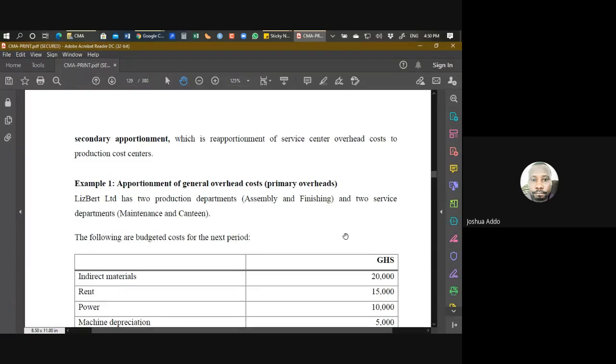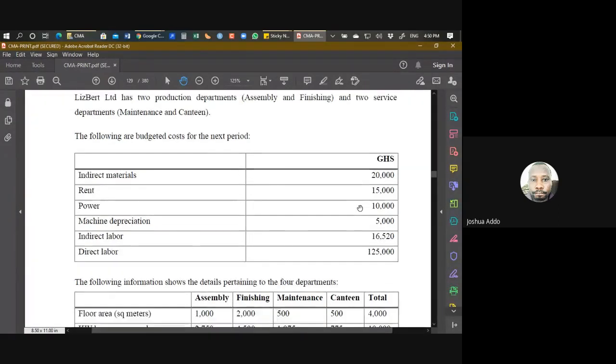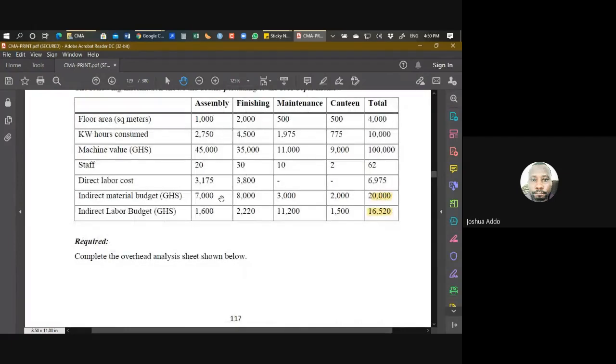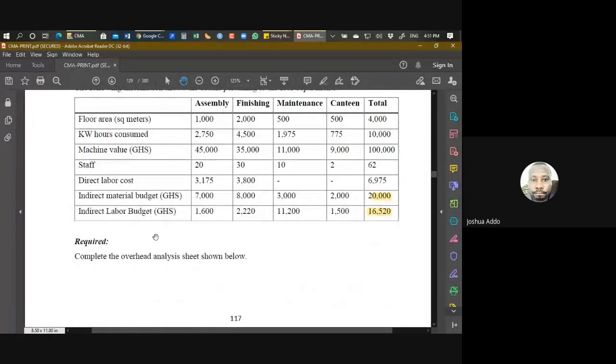We have to apportion. So if you look at the question, it gave the totals, and then it came to show the details for you to know whether it is a common cost or it is an allocated cost. 20,000 in total, indirect material cost. And this is the indirect material cost showing in detail under each of the departments. And the fact that it sums up to 20,000 tells you this is allocation. Then when we go to indirect labor cost, that one was 16,250. That one is also allocated. In the details schedule, we have it allocated as 1,600, 2,220, 11,200, 1,500, also allocated.